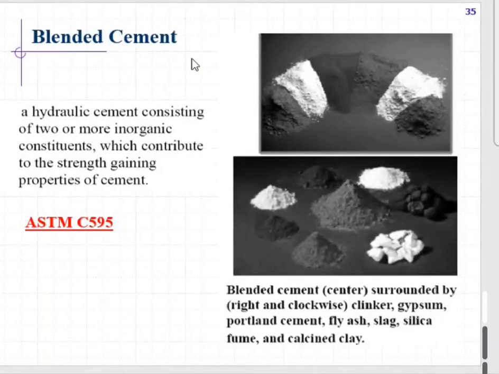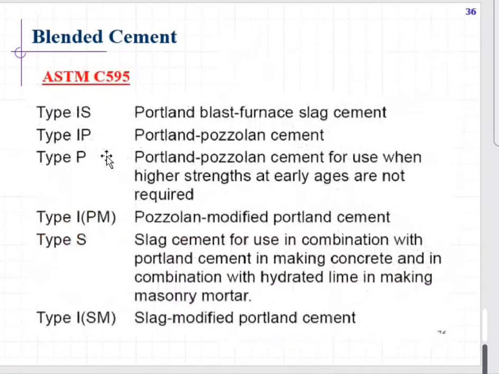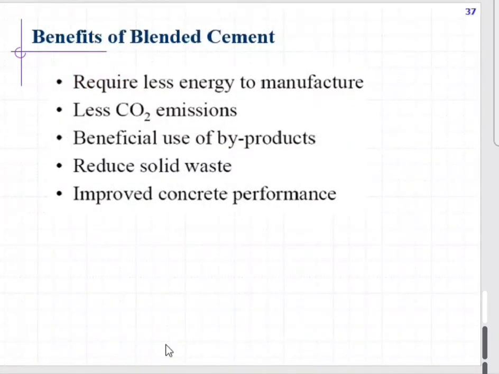Then one more type which is very commonly used in developing countries like Pakistan and India is called blended cement. For blended cement we have raw materials like fly ash, slag, silica fume, and calcined clay. We blend them with the cement in a certain proportion, and we can have Portland blast furnace slag cement, Portland pozzolan cement, modified Portland cement, and slag modified cement. These are all different kinds of cement. They can be blended with any raw material which is a byproduct of something else, so we can use it.